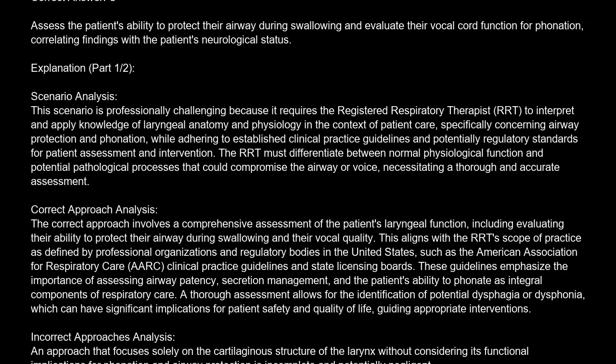The correct answer is C. Assess the patient's ability to protect their airway during swallowing and evaluate their vocal cord function for phonation, correlating findings with the patient's neurological status. Explanation. Scenario analysis. This scenario is professionally challenging because it requires the registered respiratory therapist, RRT, to interpret and apply knowledge of laryngeal anatomy and physiology in the context of patient care, specifically concerning airway protection and phonation, while adhering to established clinical practice guidelines and potentially regulatory standards for patient assessment and intervention.